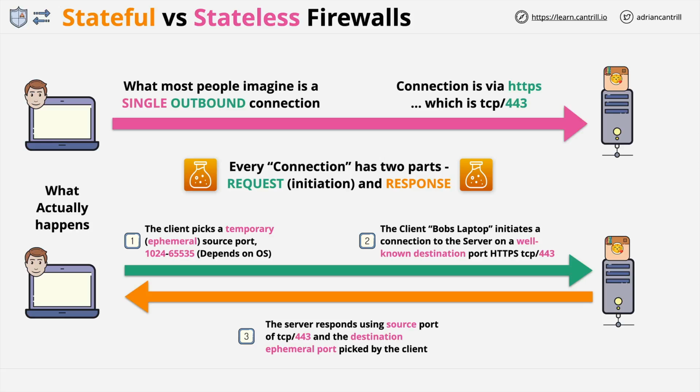This part is known as the response, so the request is from Bob's laptop using an ephemeral port to a server using a well-known port. The response is from the server on that well-known port to Bob's laptop on the ephemeral port. Now it's these values which uniquely identify a single connection. So that's a source port and source IP, and a destination IP and a destination port.